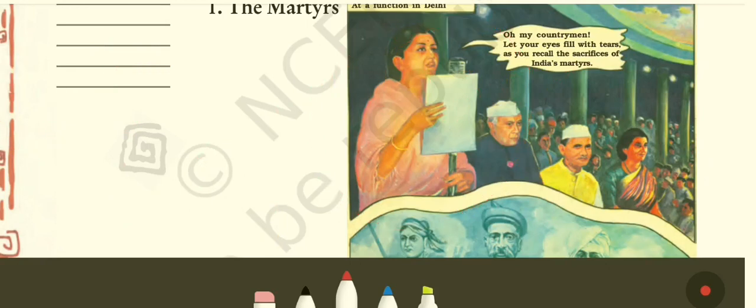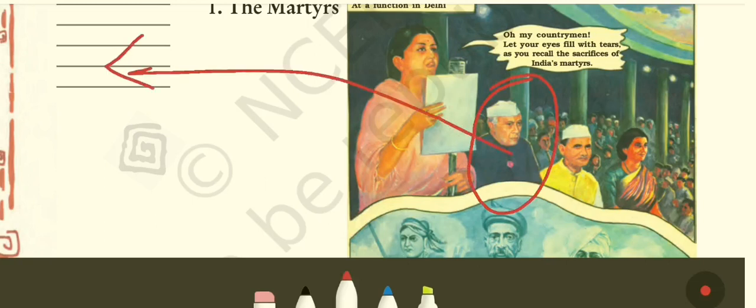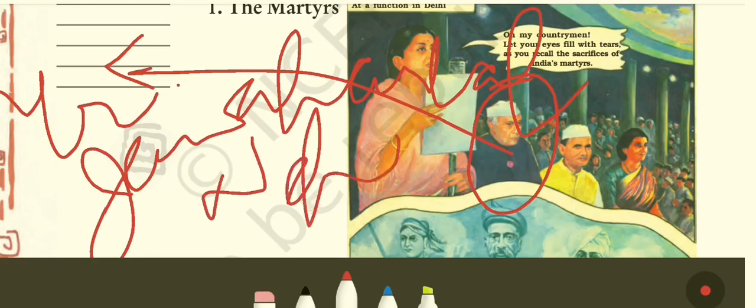Okay, so alongside her, we have this gentleman. I'm sure all of you know who he is. He is Mr. Jawaharlal Nehru. Now, who's Jawaharlal Nehru? Everyone knows this basic GK, right? He was the first Prime Minister of independent India.